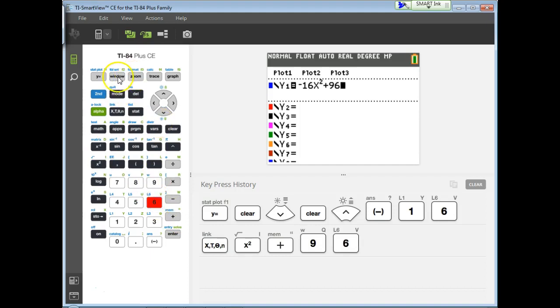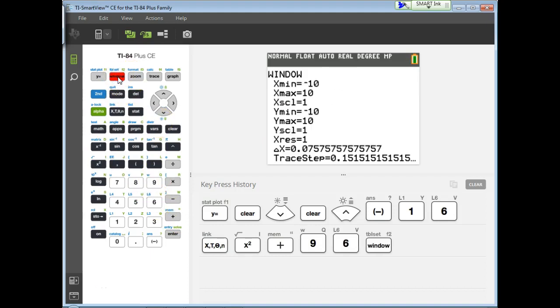And then my calculator is probably still with the same window. Oh, no, it's not. My window went back to the default standard window from my previous work. I don't know what your window is right now, but I do know that t represents time. So it doesn't really make sense for me to go negative 10 seconds in the past. So let's just start time at 0. I don't really know. 10 seconds is probably far enough for the object to hit the ground, so I'm going to leave it as 10 for a maximum of my time.